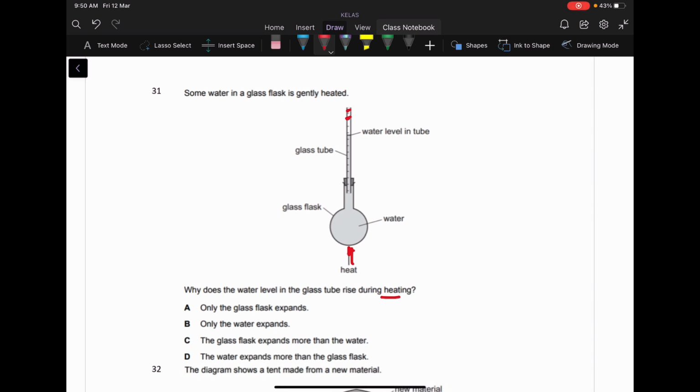So this is very easy. It's because the water itself expands. Only the glass flask expands. The word "only" makes this wrong. Everything will expand when it is heated. Only the water expands, also wrong. The glass flask expands more than the water. Is that true? But the question is why the water level increases. If the glass flask expands more, the water level will maybe stay the same. So the answer is the water expands more than the glass flask. That's why.